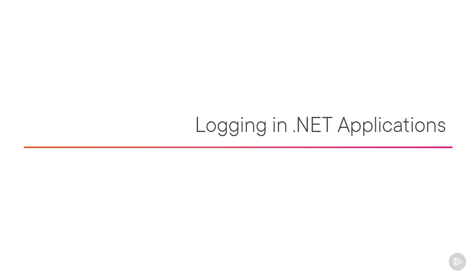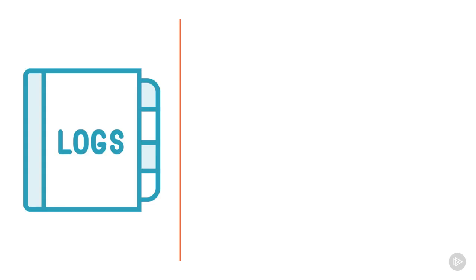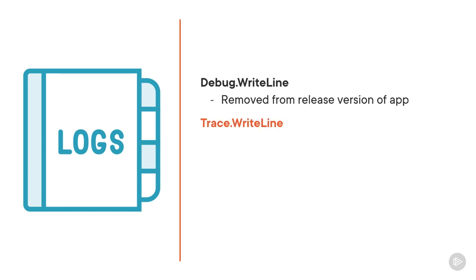it's been deployed. Earlier, we talked about writing messages to trace listeners using debug.writeline. Those are removed from the release compilation of the app, though. If you replaced all those debug.writeline statements with trace.writeline, they would end up in the released code and could write to the same trace listeners. The trace class is one of the first methods of logging introduced in .NET. But this isn't how logging is typically implemented these days.